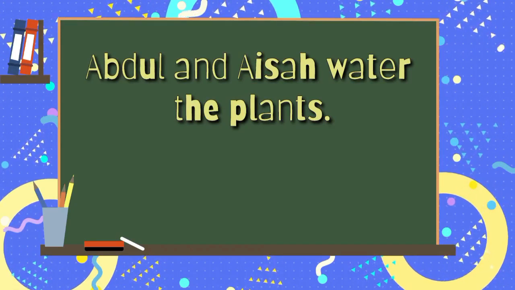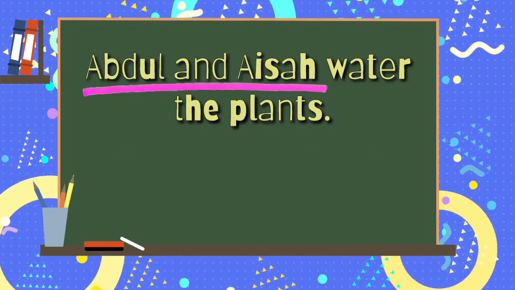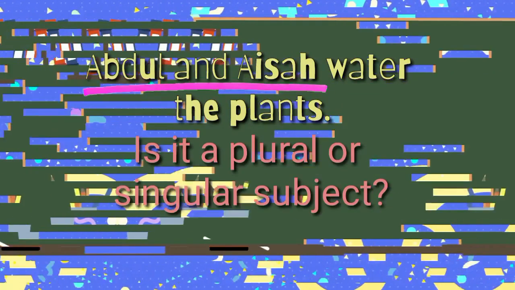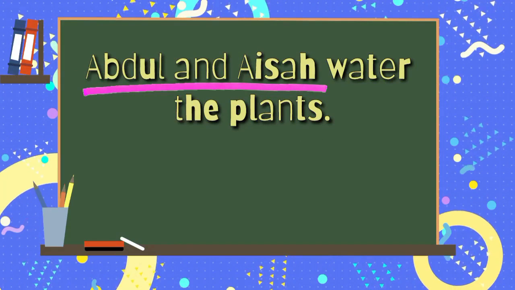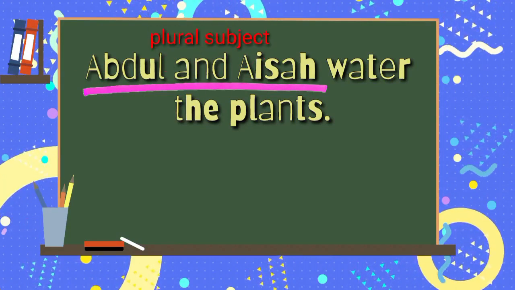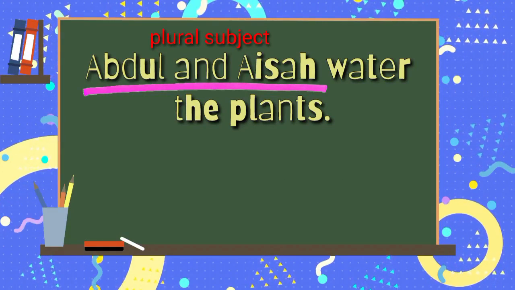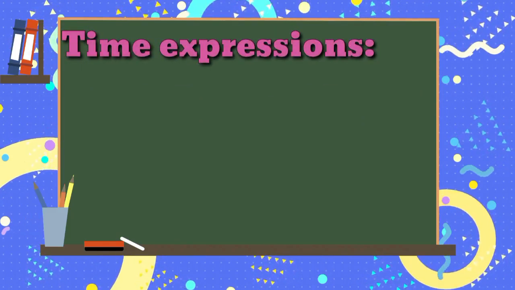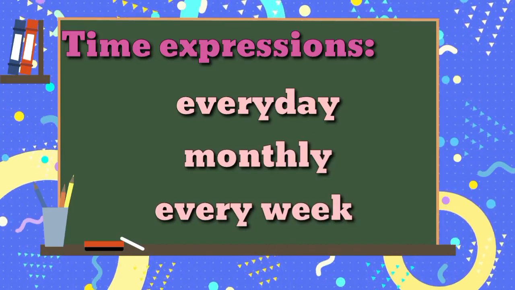In this sentence, what is our subject? Very good. Abdul and Isa is our subject. Is it a plural or a singular subject? That's right. It is a plural subject. That's why we use the base form of the verb water. We also have a time expression in the simple present tense, such as every day, monthly, every week, and the like.